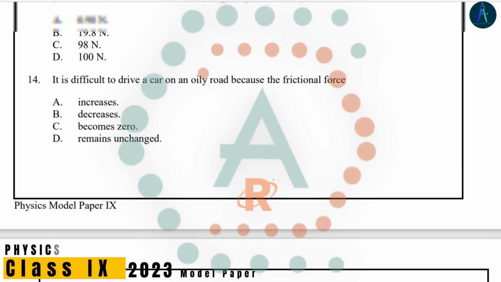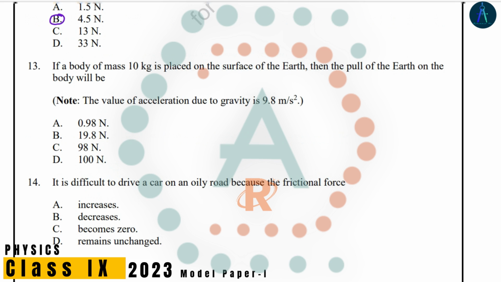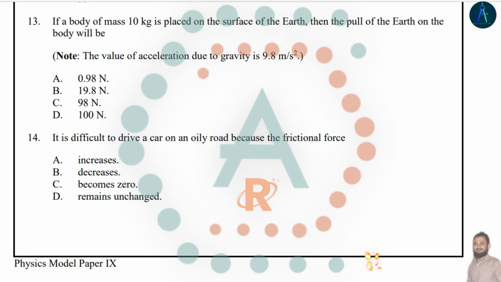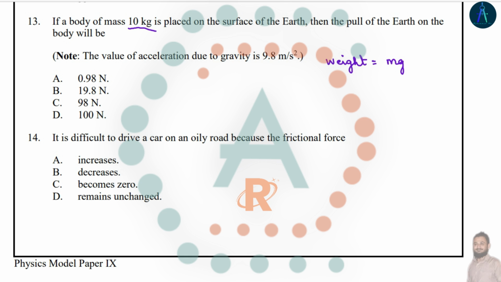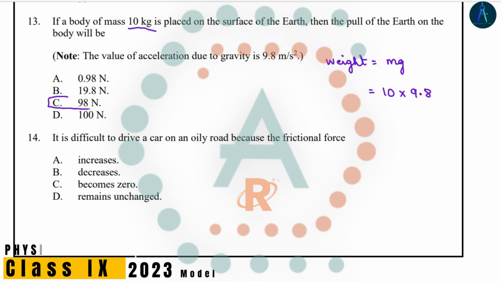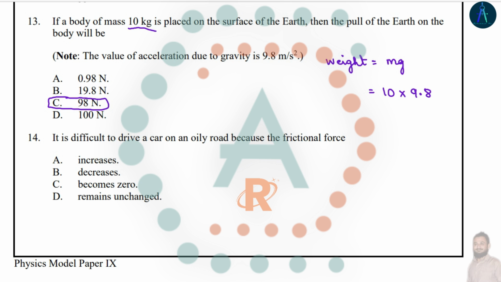Now let's see question number 13. If a body of mass 10 kg is placed on the surface of Earth, then the pull of Earth on the body will be? We know that the pull of Earth on every object is known as its weight, and the weight is equal to mass times gravitational acceleration. So the mass is 10 kg and gravity in this question is 9.8. In this way, the gravitational pull of the earth on that object will become 98 newtons.